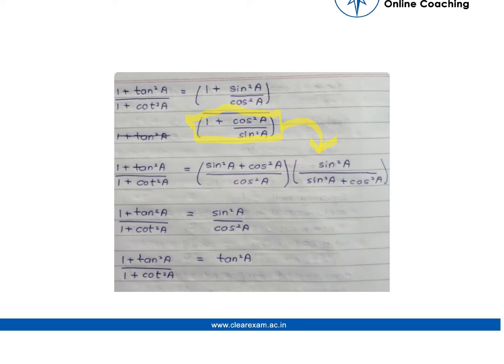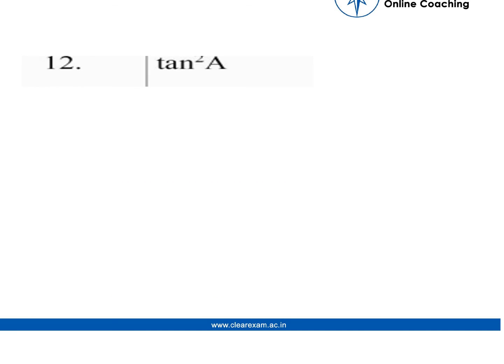Now we know that sin square a plus cos square a is 1. So it acts as sin square a upon 1, and this acts as 1 upon cos square a. So finally it comes out to be sin square a upon cos square a, which can be written as tan square a. So the simplified expression for (1 plus tan square a) upon (1 plus cot square a) is tan square a. This would be your final answer. Here we can see tan square a.